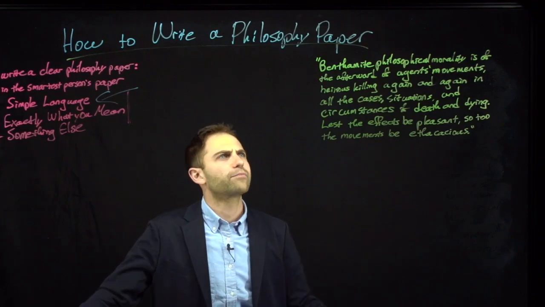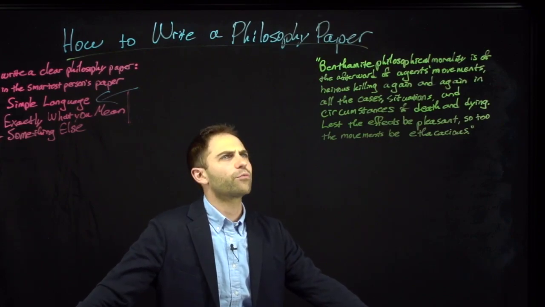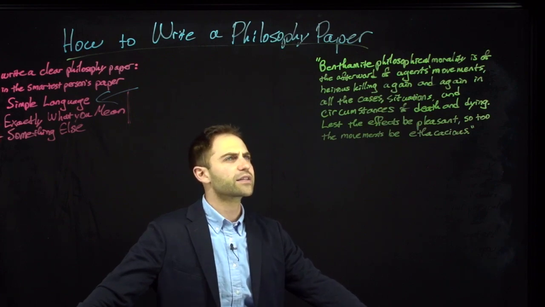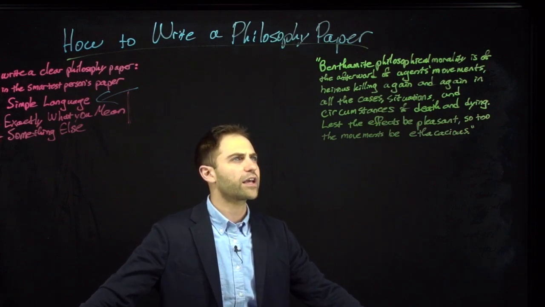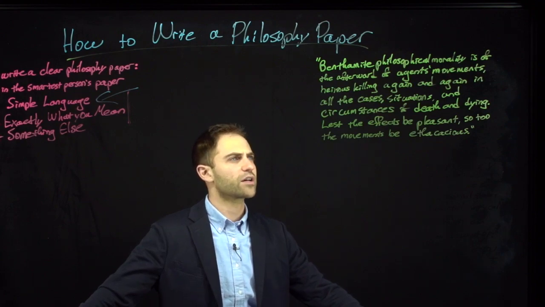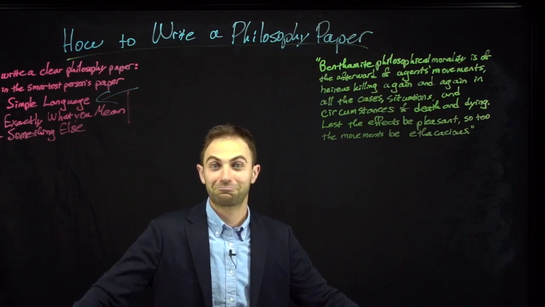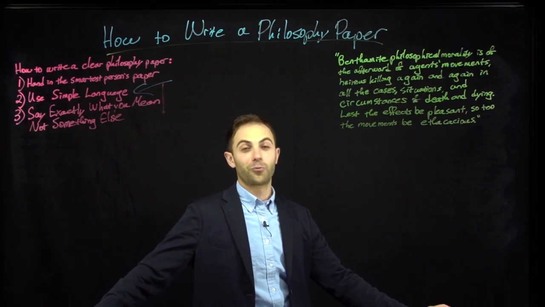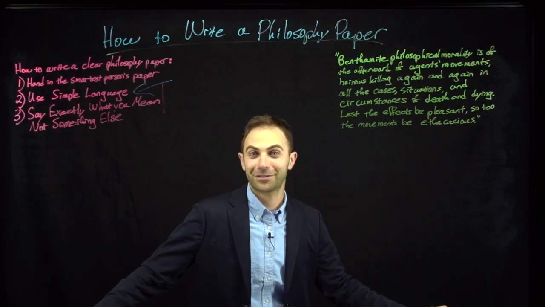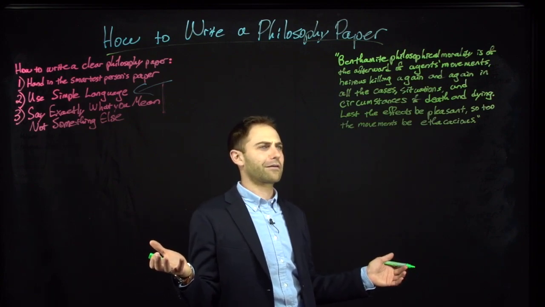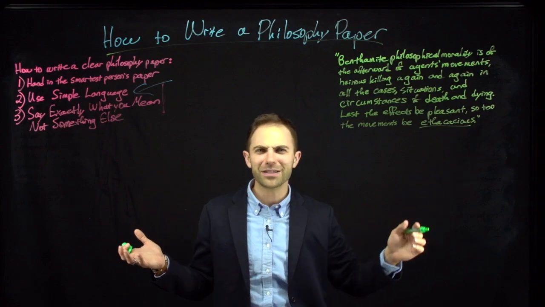Okay, what have we got? "Benthamite philosophical morality is of the afterword of agents' movements, heinous killing again and again, in all the cases, situations, and circumstances of death and dying. Lest the effects be pleasant, so too the movements be efficacious." What? What is that? What does that mean? Efficacious? What is efficacious?